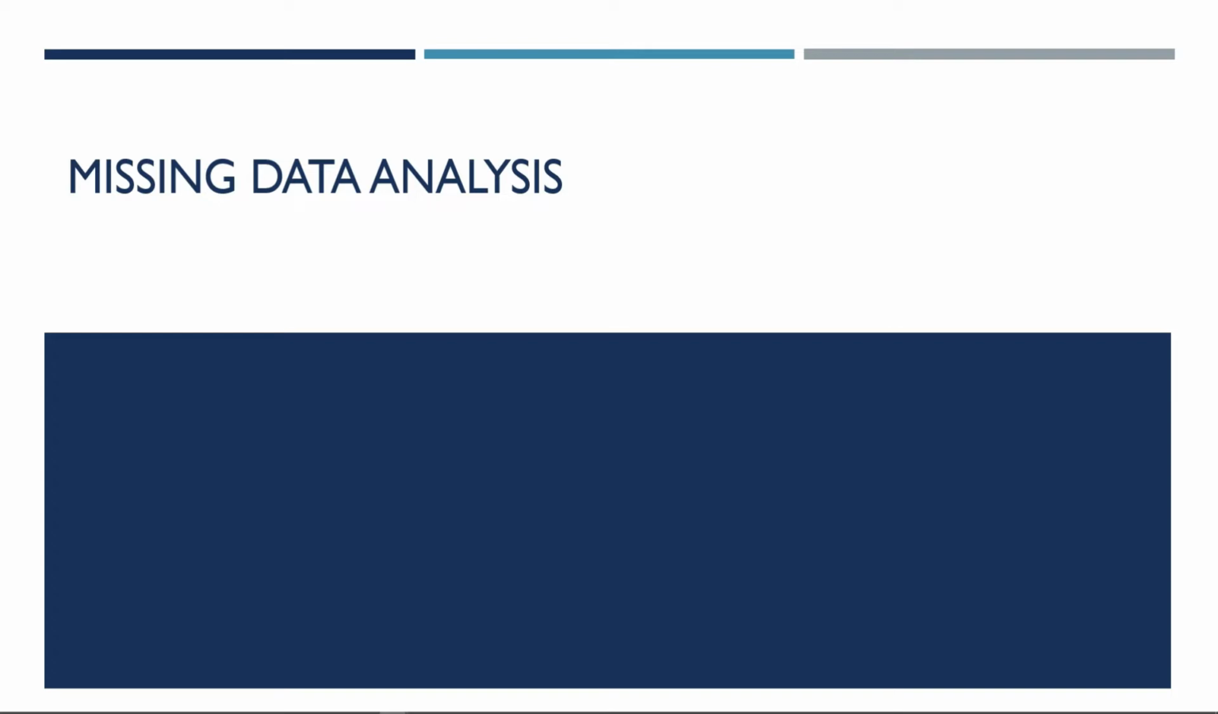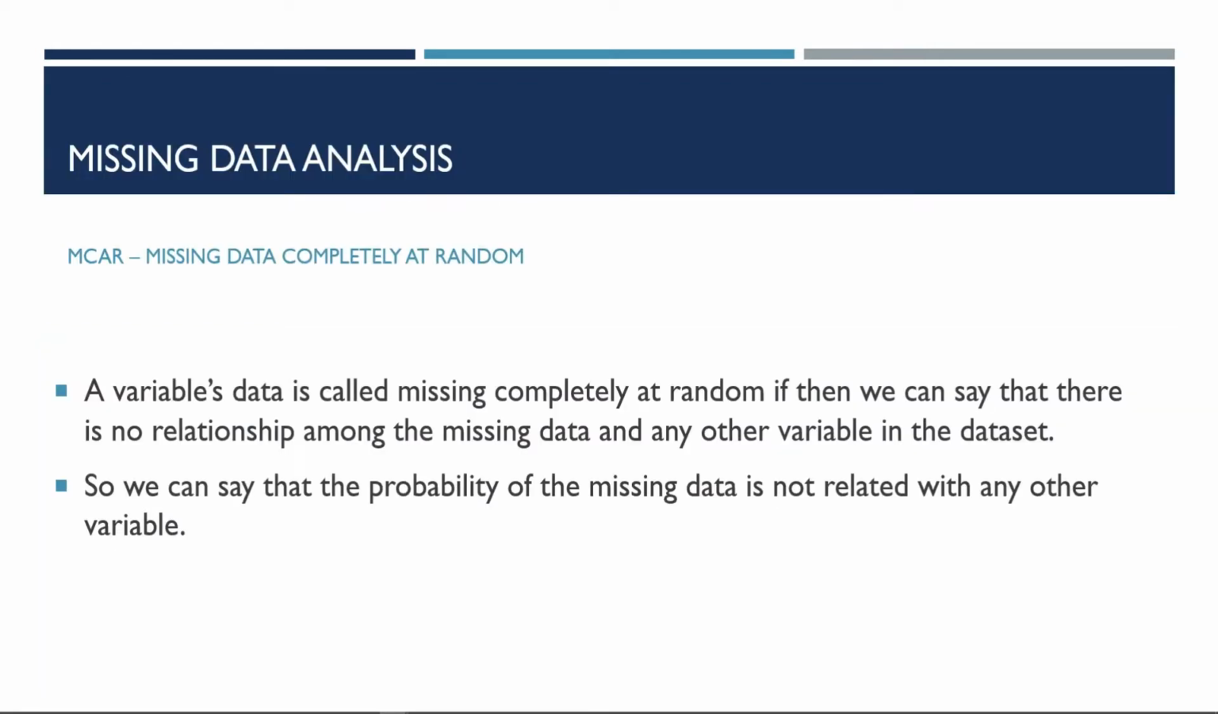If we talk about missing data, it has been broadly categorized into three types. What are those three types? Let us see. The first type is missing completely at random. As the name suggests, it means that the data is missing completely at random and there is no relationship with any other variable. It does not make sense that the data is missing due to some other variable, so the probability of the missing data is not related to any other variable.